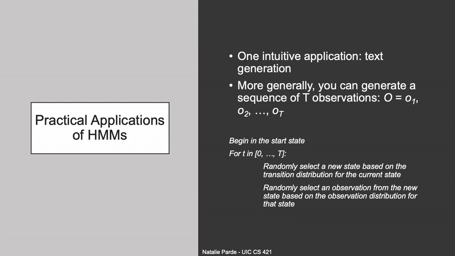There are plenty of practical applications of HMMs, and one that illustrates the different components really nicely is text generation. To generate text using an HMM, you begin in the start state, and then for as many observations as you want, you randomly select a new state based on the transition distribution for the current state, and then randomly select an observation from the new state that you moved into based on the observation distribution for that state. You can generalize this to sequences of whatever you want, but I'll work through an example of generating text using an HMM next.